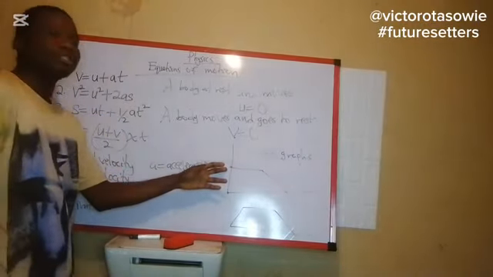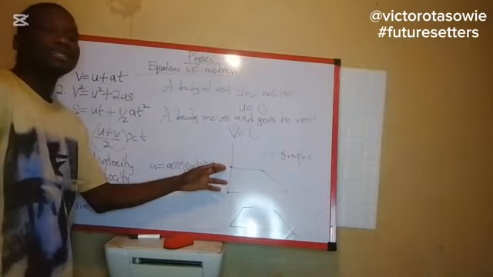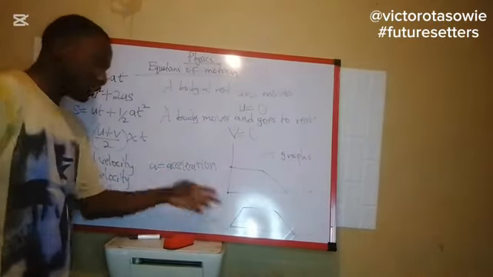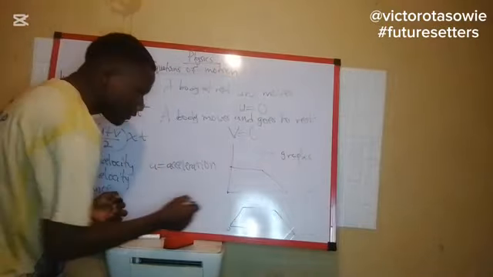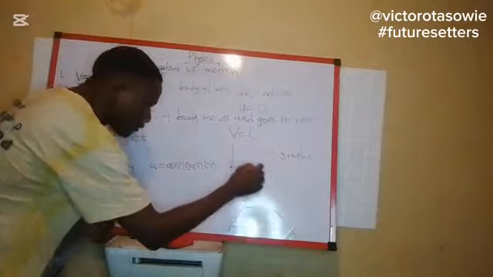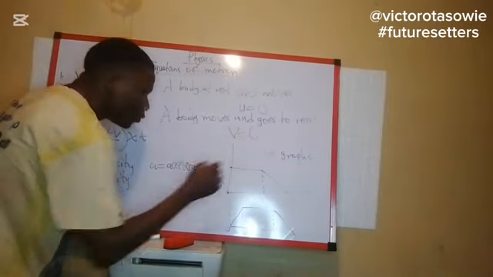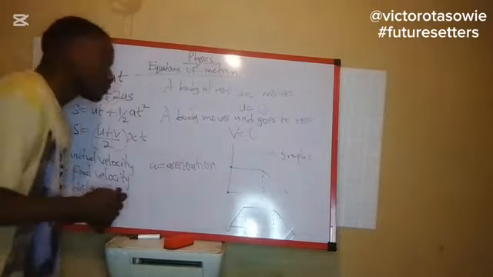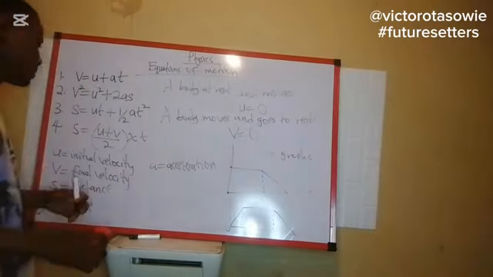It means that the initial velocity is not 0. It could be 20, 30, 40, 50. But this one started from 0. So it means that the initial velocity is 0. There are different velocity time graphs, and we have to know how to apply these graphs to questions. These are very important things to note.